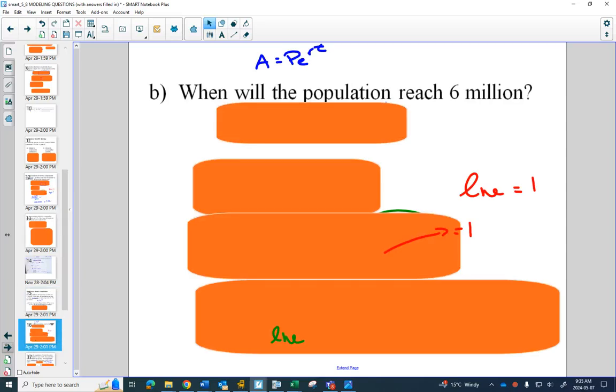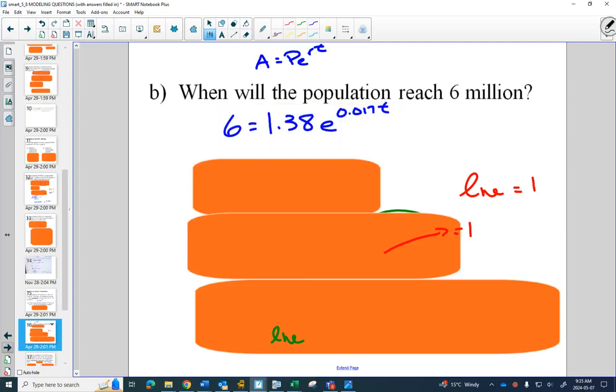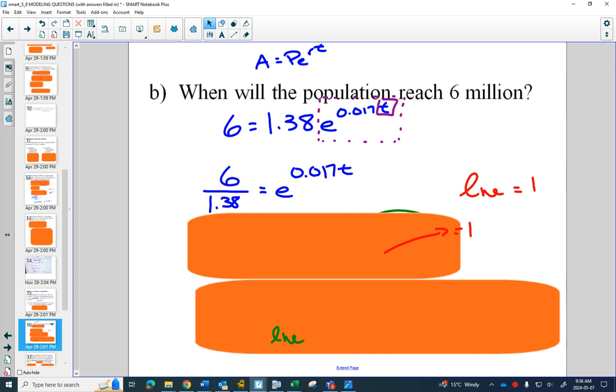And then part B, it says, when will the population reach 6 million? So when we plug everything into our formula, we are solving for T. And notice I already wrote my numbers in millions. Can I get my power by itself? Yes. I could divide by 1.38.